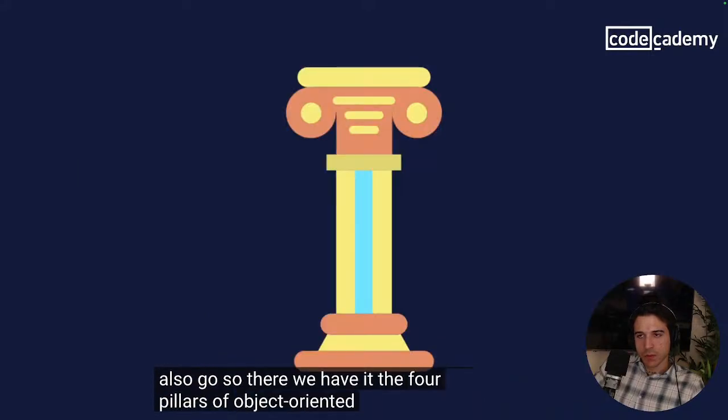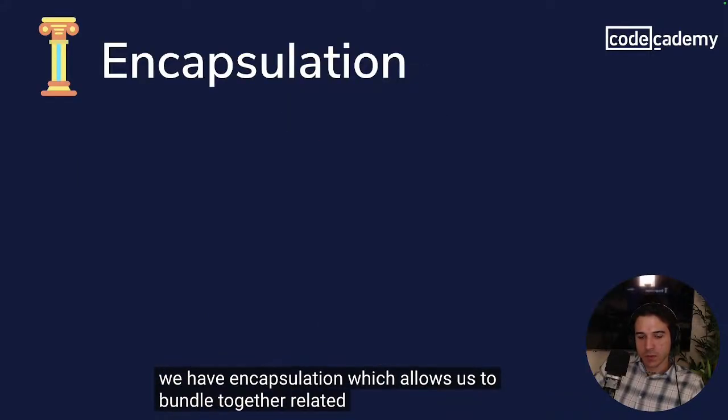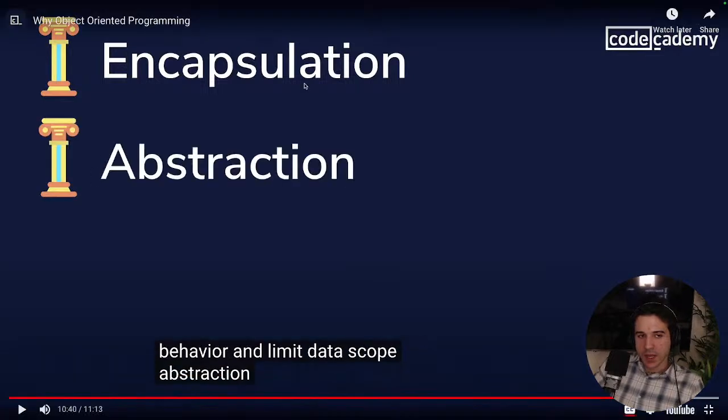So there we have it, the 4 pillars of object-oriented programming. We have encapsulation, which allows us to bundle together related data and behavior and limit data scope.